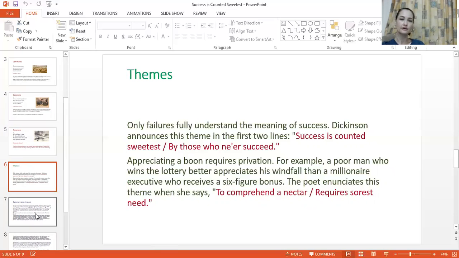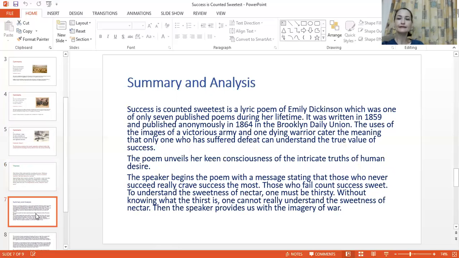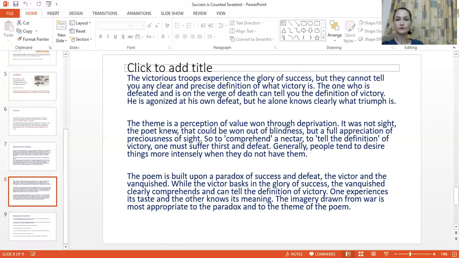Now here, we have a complete summary and analysis of the poem. If you feel you haven't understood it properly, you can always refer to this PowerPoint to read further, to study it further. So here you go. I've just explained everything to you, but as I said, again, you can refer to this presentation.